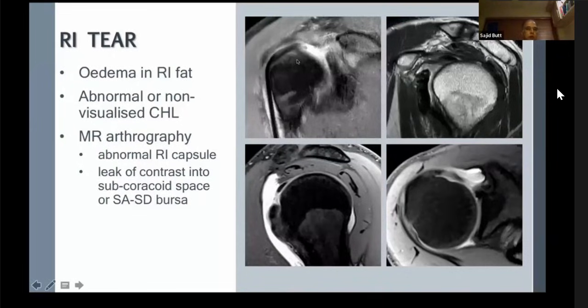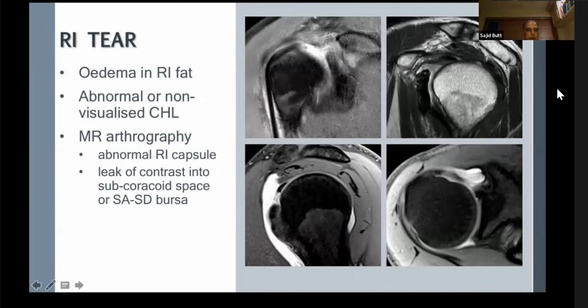So coronal imaging, biceps tendon, rotator interval, lots of edema. Why is this not adhesive capsulitis? Because there's a different history. History is really important. Excessive thickening of the coracohumeral ligament here.